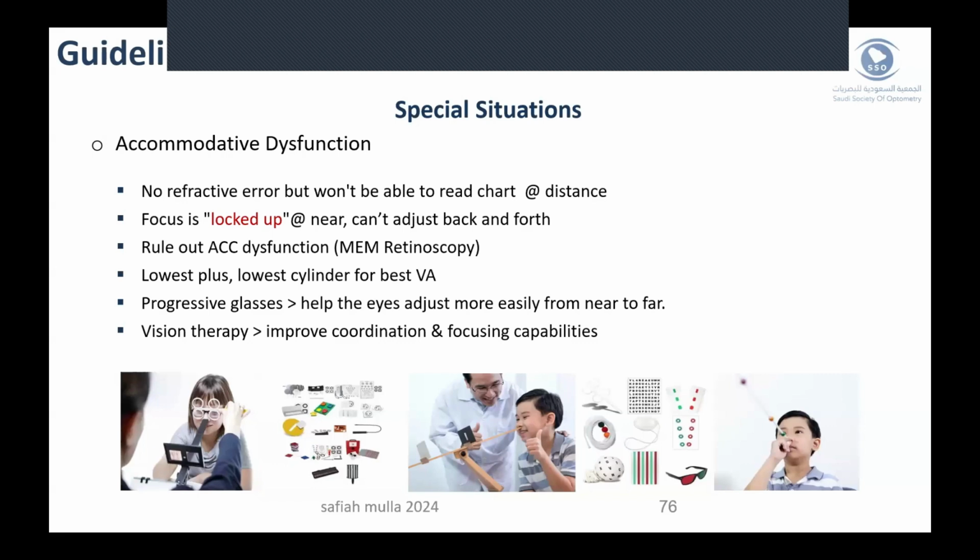Again, we need to be careful regarding the progressive glasses. We need to check each time they come and try to reduce the plus power, and be sure that they are doing the exercises that you give to them.